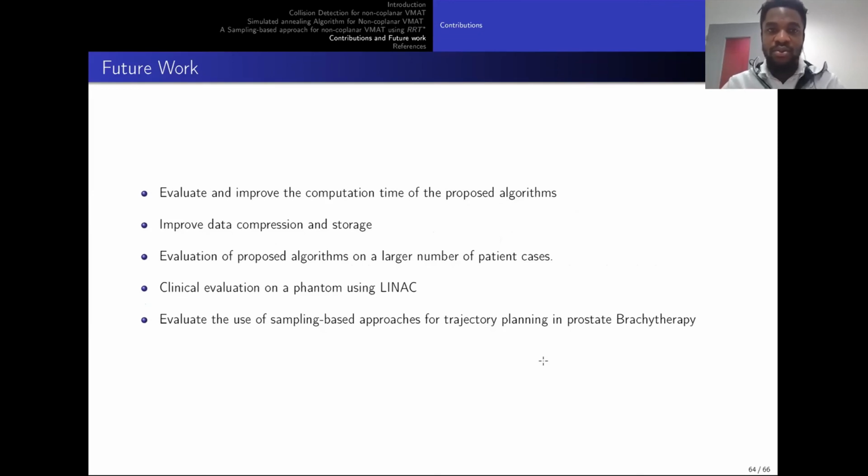For future work, we want to evaluate the computation time and the hyperparameters used in these algorithms, and try to improve the data storage and compression. We would also like to evaluate this on more patient cases and also clinically on a phantom to start with. We think that we can also use the trajectory planning algorithm, the RRT star algorithm, for example in prostate brachytherapy for trajectory planning. During needle insertion, we can have defined nodes within the prostate, and our job will be to meet those nodes and interpolate the motion of the needle during prostate brachytherapy. So this is possible.